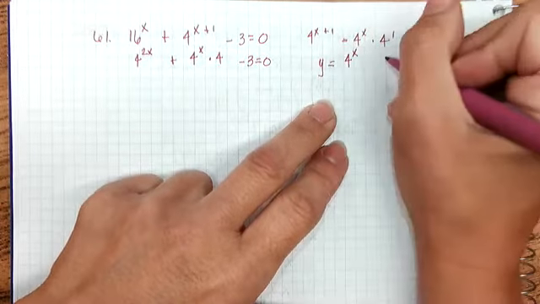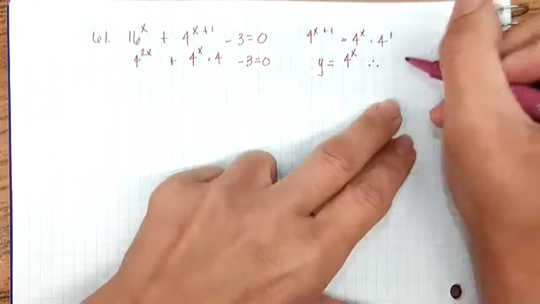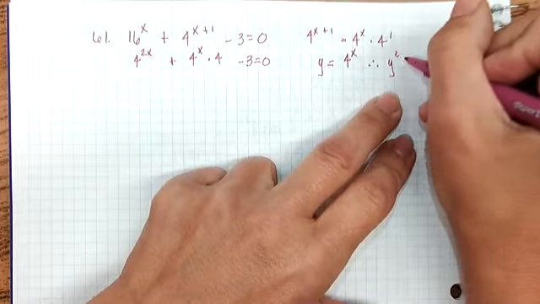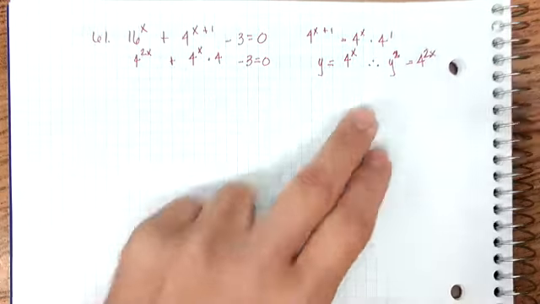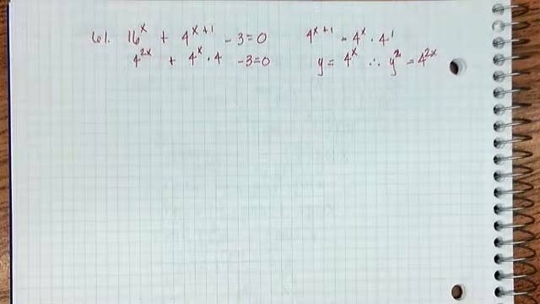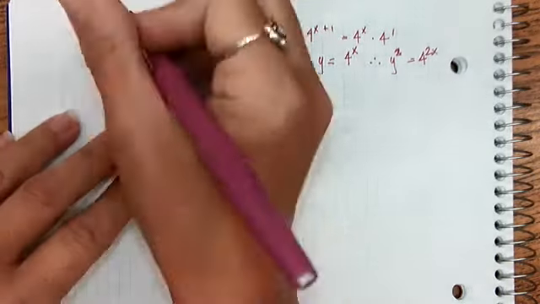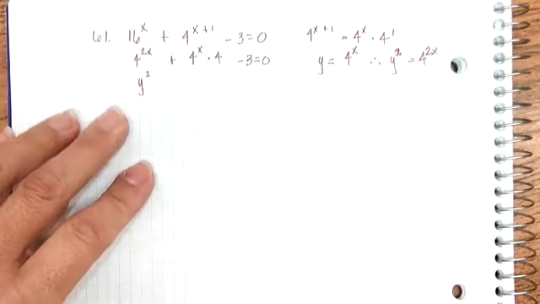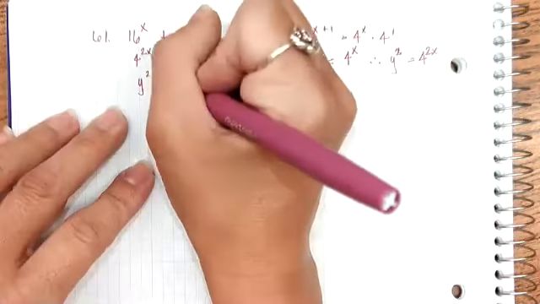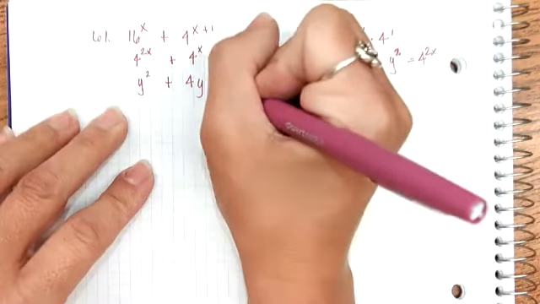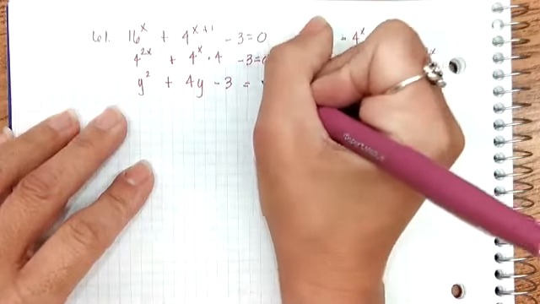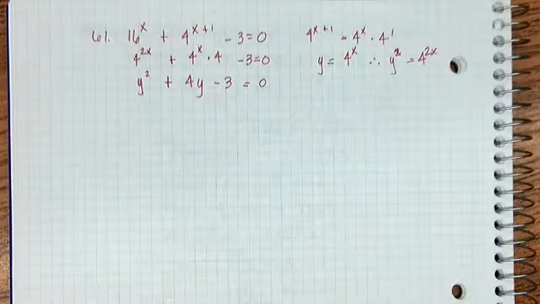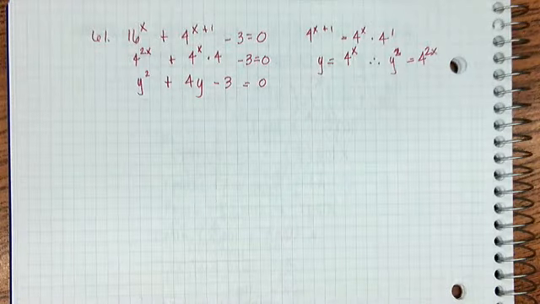My instincts tell me that this is probably the easier way for you. So if y is 4 to the x, therefore y squared is 4 to the 2x. So this becomes y squared plus 4y minus 3 equals 0. This is definitely the way to go because this isn't factorable and I need to use the quadratic formula.